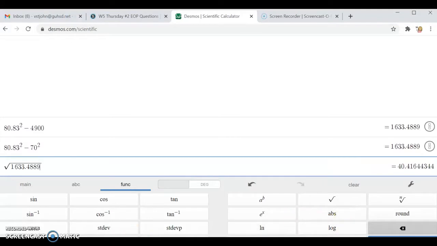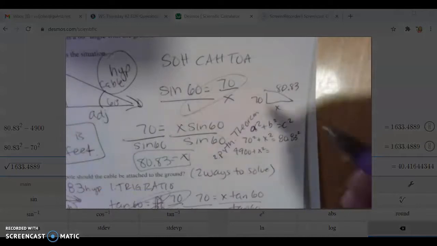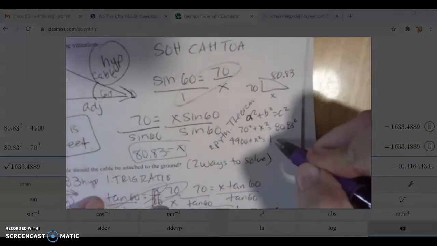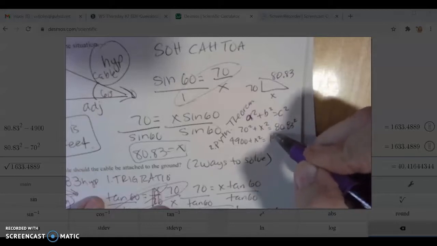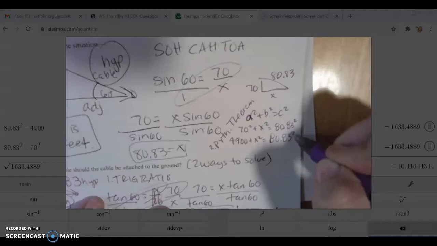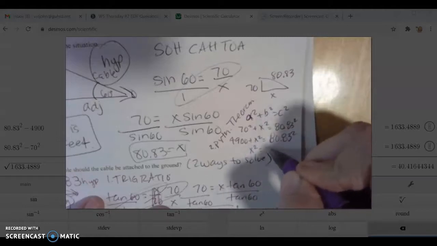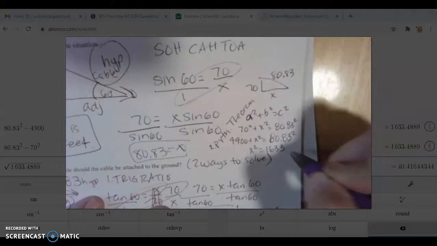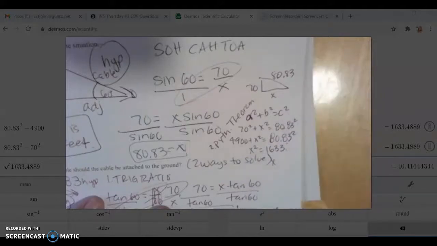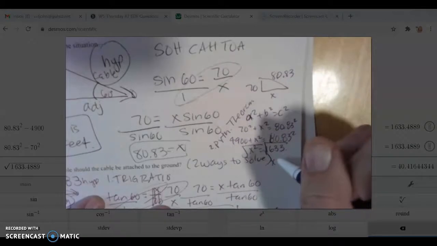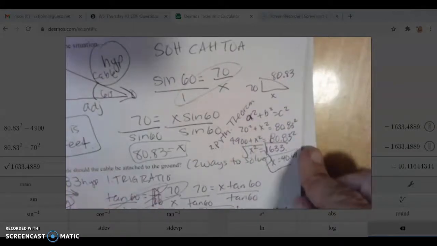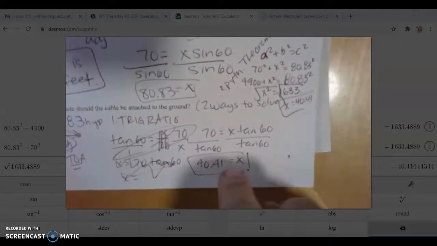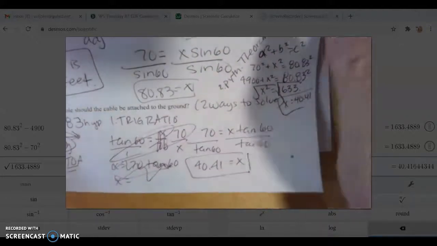All right, let's go back to our paper. So we ended up getting some big number here. 80.83 squared. We ended up getting x squared was 1633 point something, and then when we took the square root of it, we got 40.41. All right, what did you like better? I like the trig functions. Trig functions is so much nicer than Pythagorean theorem.